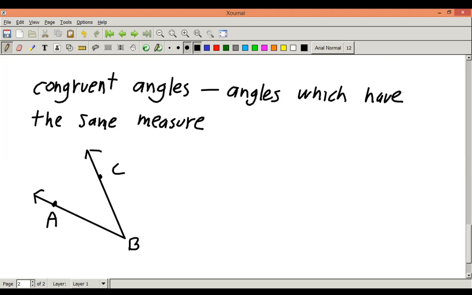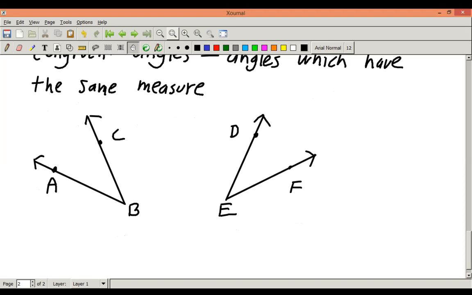And then I'll draw another angle right next to it. And I'll call that angle DEF. Okay, so these angles are congruent. Let's just say they both have a measure of 30 degrees, whatever. So the way we would write that is angle ABC is congruent to, you all remember that symbol, angle DEF. Because they have the same measure, they're the same number of degrees.